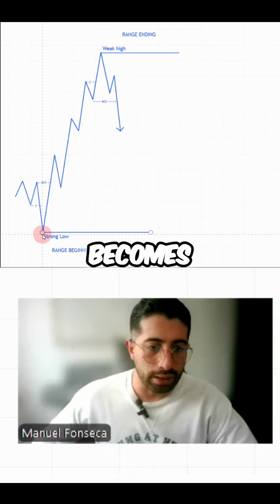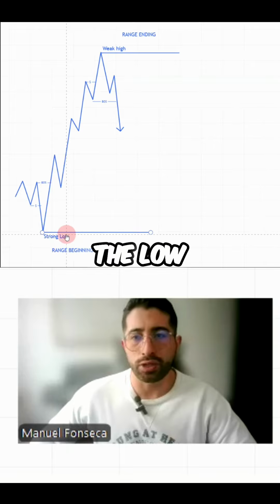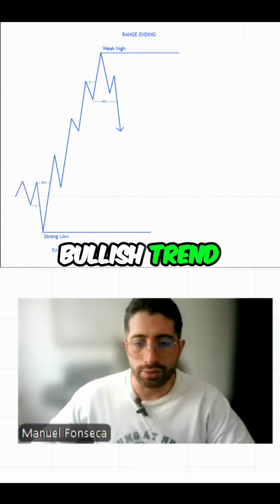This new low becomes called the strong low, which means this is the low which will be highly respected by the price because we are imagining that we're in a bullish trend.